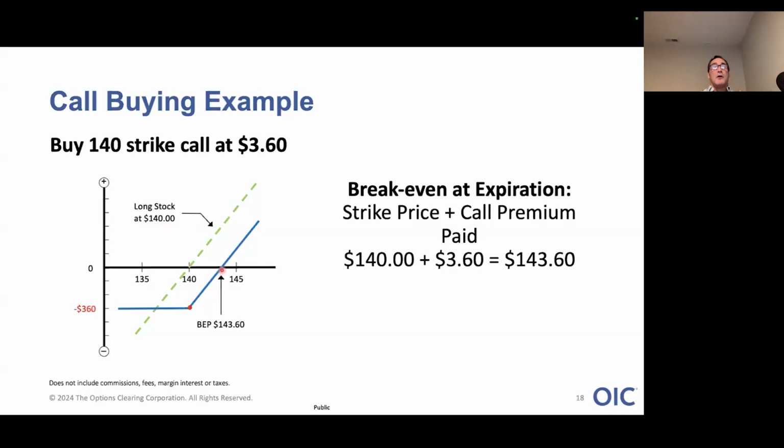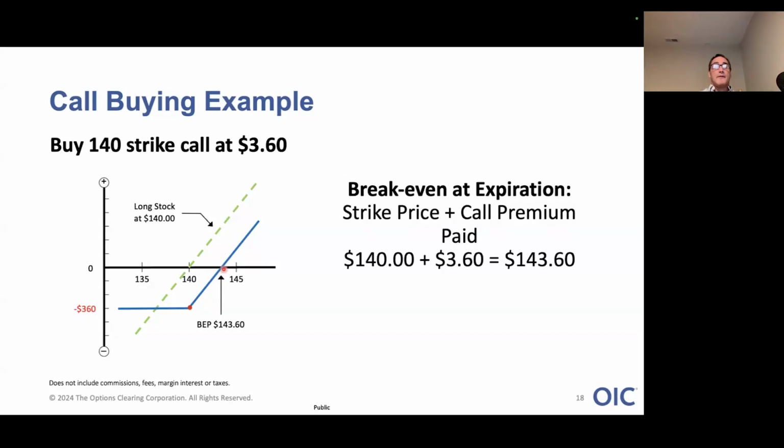So I can control the right, but not the obligation, to buy this stock at $140 a share for $360. So what is my break even at expiration? And when we look at these charts, we're always going to look at the charts from an expiration standpoint, because at expiration, this option doesn't have any more time value left in it. It either has value or it doesn't.